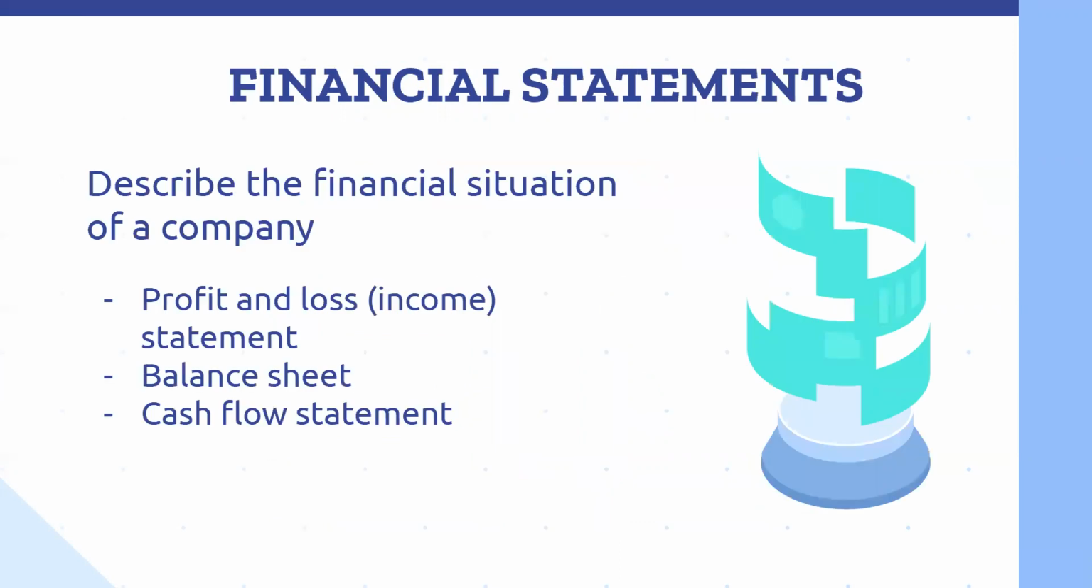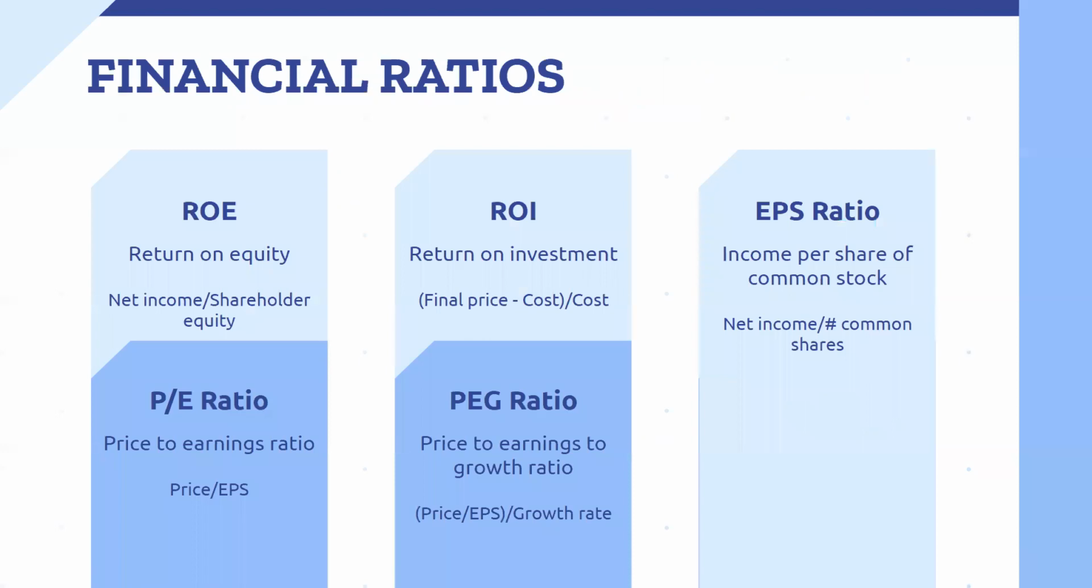Financial statements. These describe the financial situation of a company, and they can include the profit and loss or income statement, the balance sheet, and the cash flow statement, which we showed examples of in the last meeting. And some more on financial ratios.